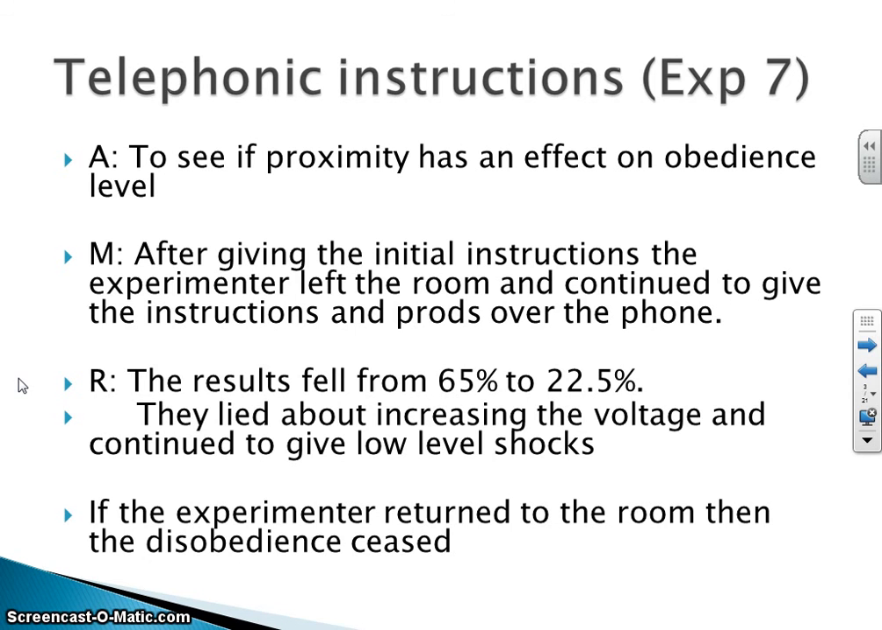The conclusion of this is that the proximity between the experimenter and the teacher impacts on obedience. If the authority figure is far away, then obedience will decrease, or people will indeed lie about what they're doing.